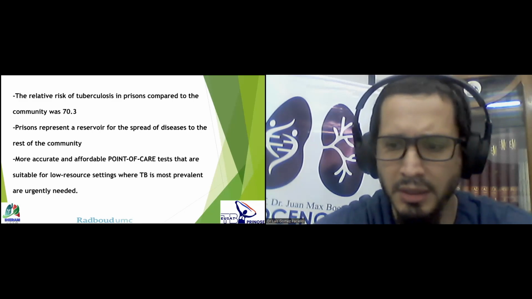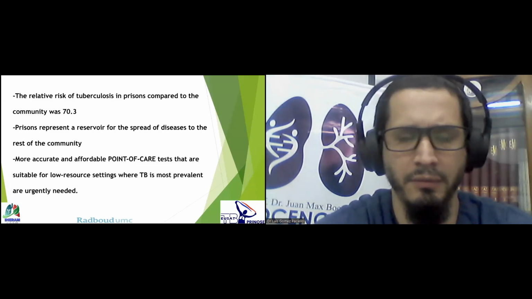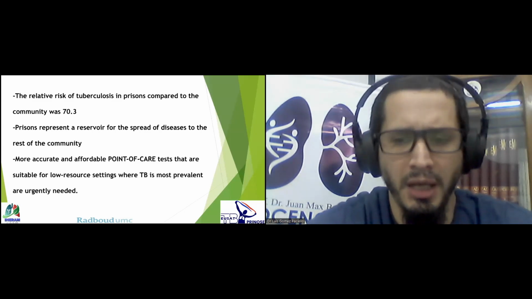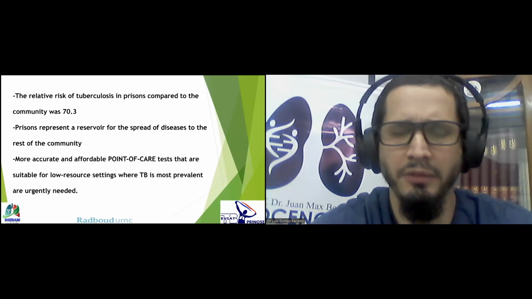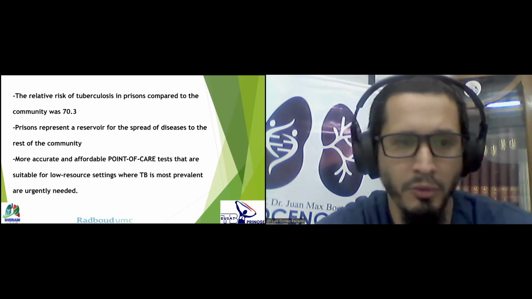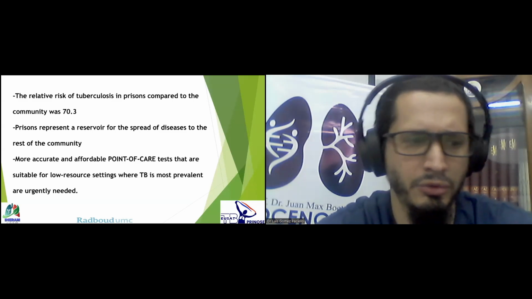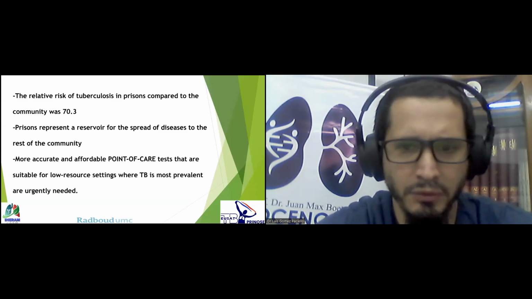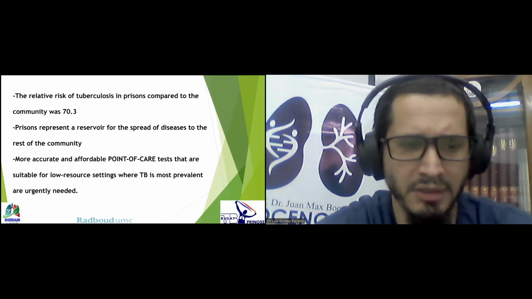I work in the respiratory hospital. It's a fourth-level hospital, and almost 70% of the TB patients knew somebody, or had a close person who had TB, who was in the prison. So that is the explanation.